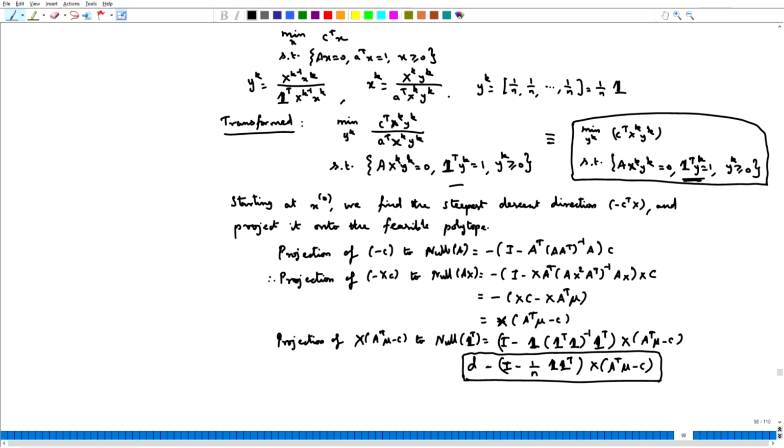So, I have gone through quite a few steps, because I am first projecting it onto the polytope A X_k y_k equal to 0, and then I am projecting it onto 1 transpose y_k equal to 1. Okay. So, that is the reason we have a few steps written here, but the expression clearly is just (I minus 1 by n 1 1 transpose) into X into (A transpose mu minus c). Okay. So, fine, that is the direction.